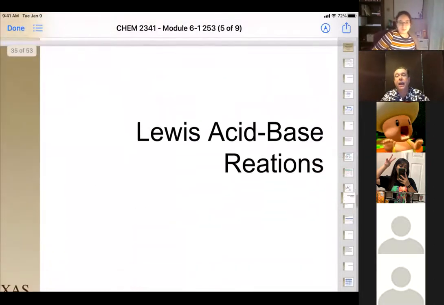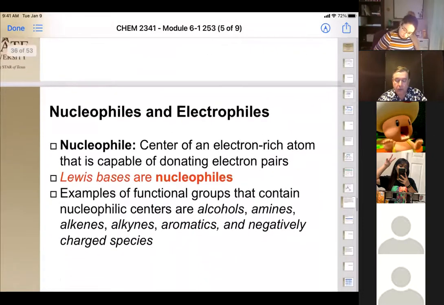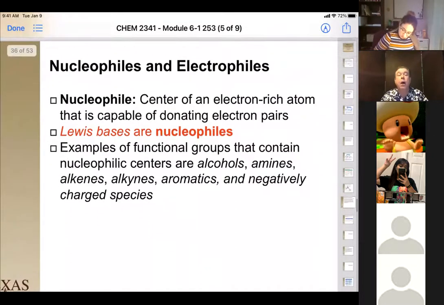All right, so now you saw the word nucleophile electrophile in the previous slides there. And so now I'm going to talk about that in detail. Okay. So, we're going to go back to our chapter on Lewis acids and Lewis bases and give them a new name. Okay. Our Lewis bases are nucleophiles. Okay. Nucleophiles are an electron-rich atom capable of donating a pair of electrons to form a new sigma bond.